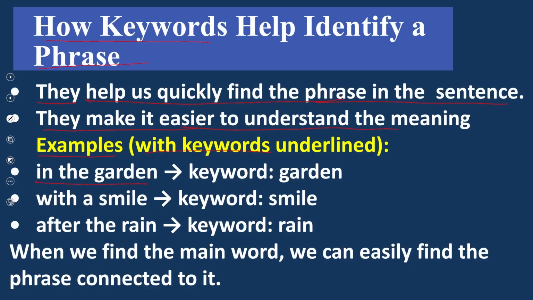In the garden, the keyword is garden. With a smile, the keyword is smile. With and a are not keywords in this phrase. In and the are not the keywords in this phrase, but garden is the keyword. After the rain, the keyword is rain, not after. When we find the main word, we can easily find the phrase connected to it.